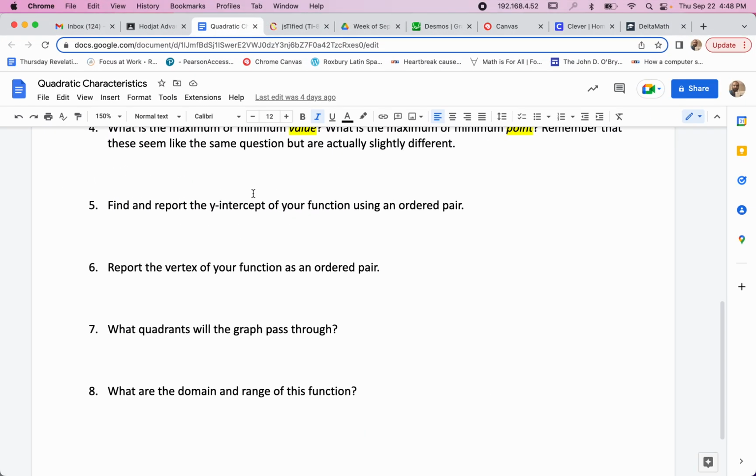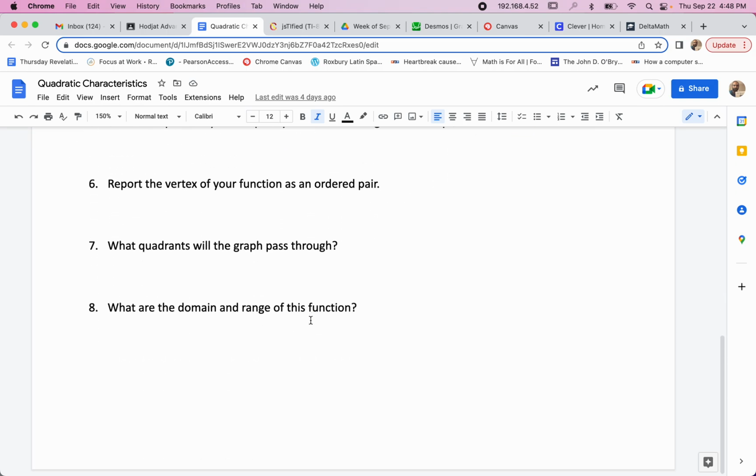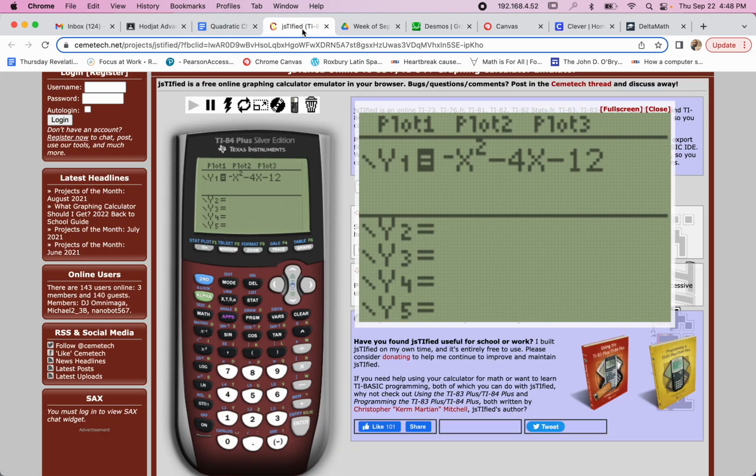So that's how you would analyze the function's equation and be able to answer these kinds of analysis questions. We can do the same thing here using a graphing calculator. I'm using the online emulator here.